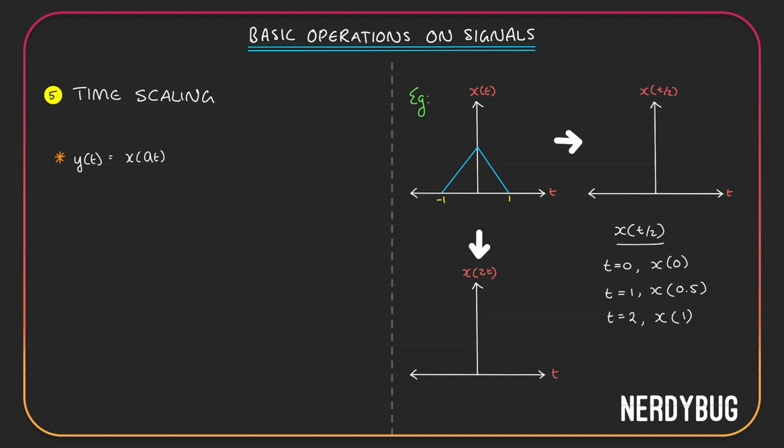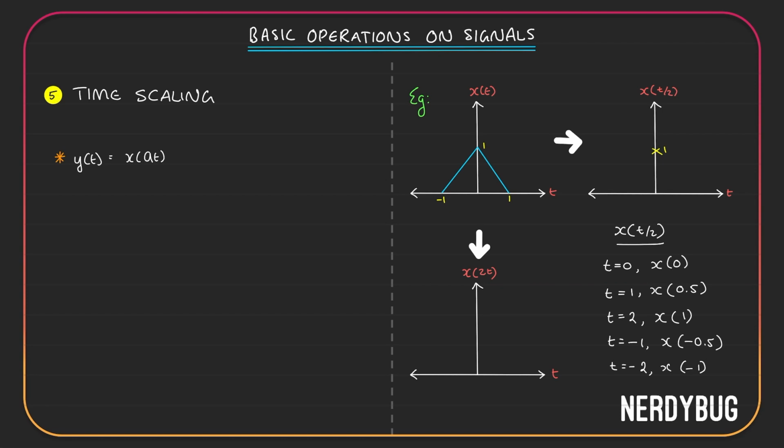On the other side, if t is minus 1, I get x of minus 0.5. At t equals minus 2, I get x of minus 1. So I am going to take this. At t equal to 0, I am still getting x of 0. Let us say at t equal to 0, our original value was 1. So now also it is going to be 1 over here.